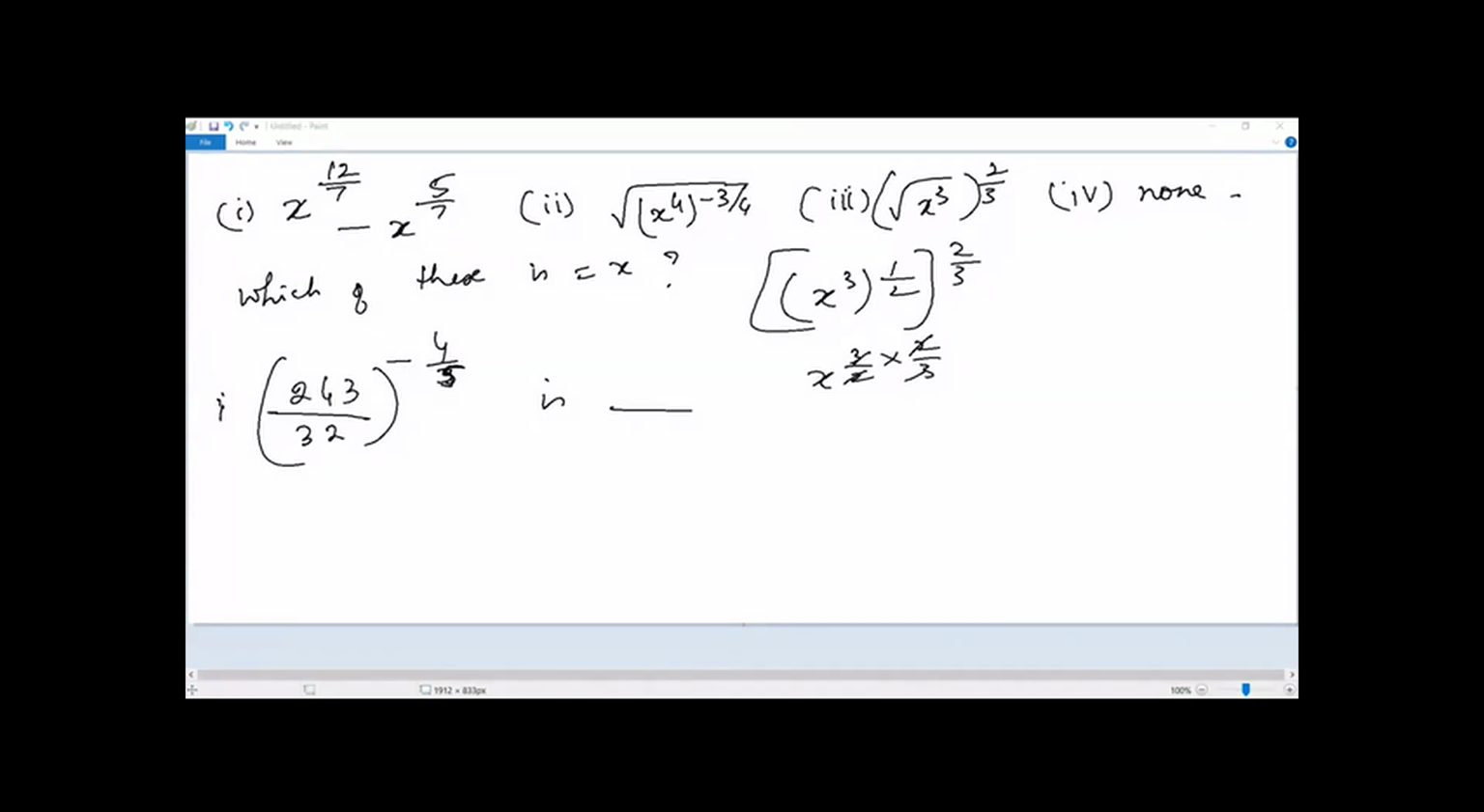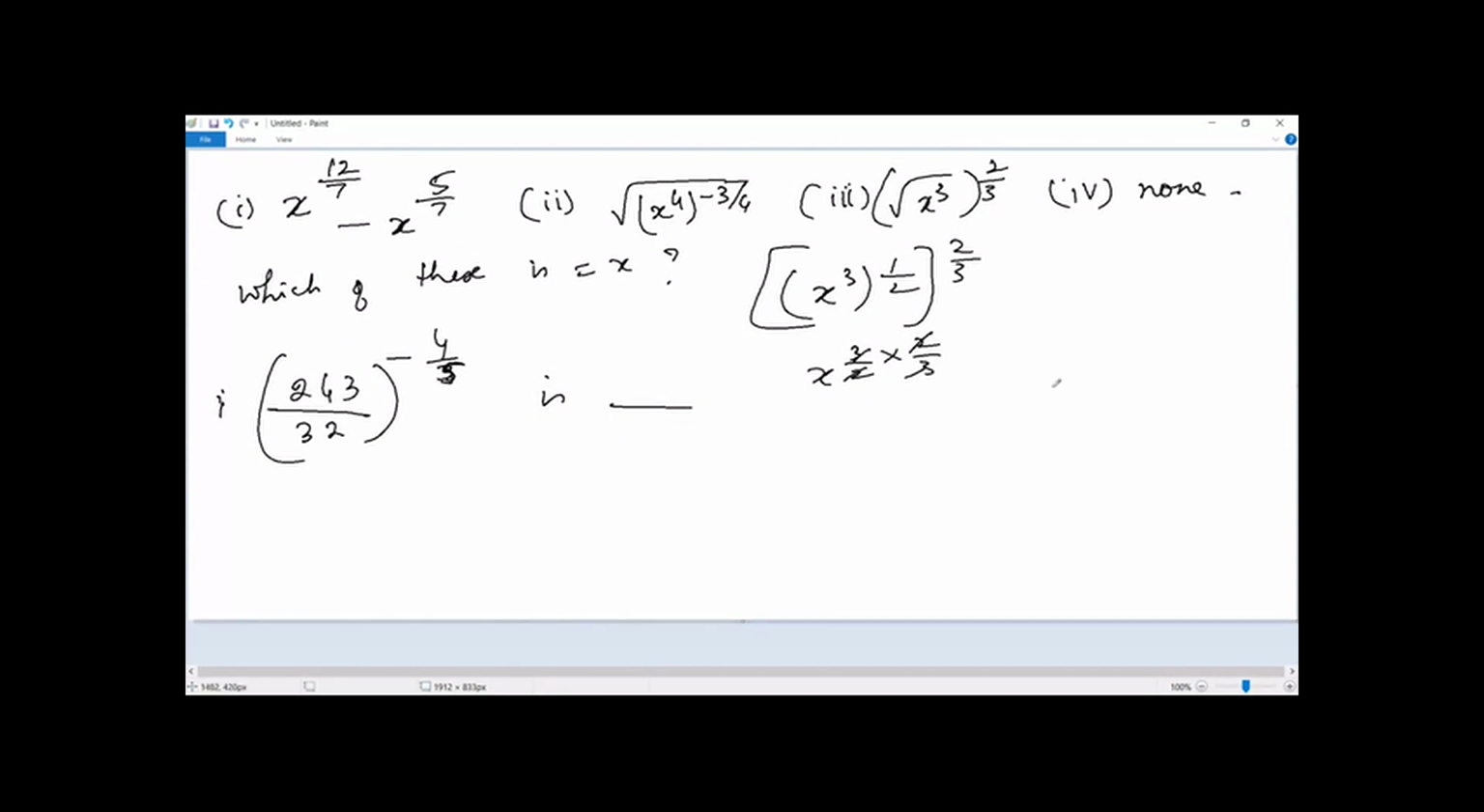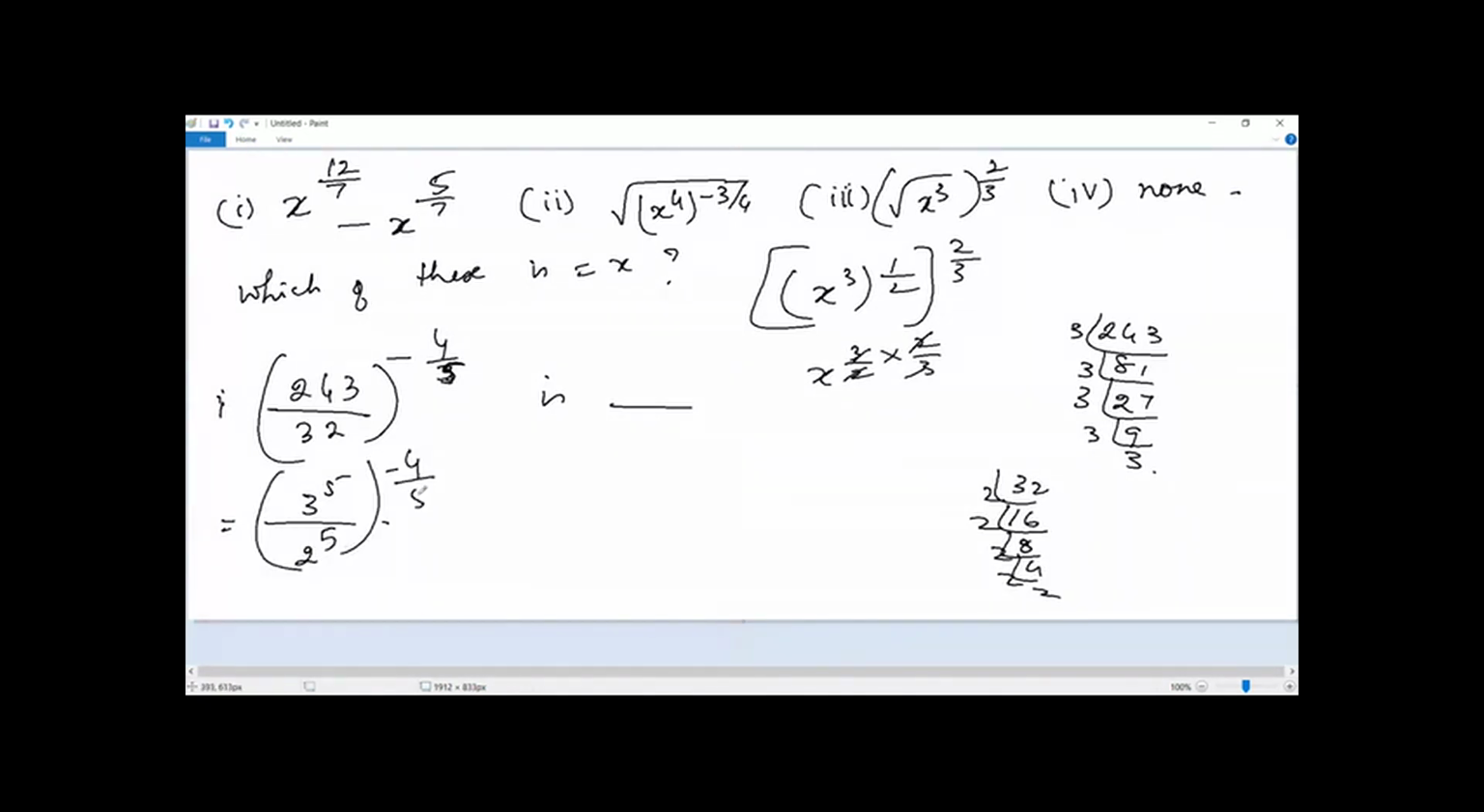Mahantesh, he has written 3. So 243, 81, 27, 9, 3. So 3 to the power 5. 32 is 2 to the power 5, to the power minus 4 by 5. 5, 5 cancel. 3 to the power minus 4 by 2 to the power minus 4.